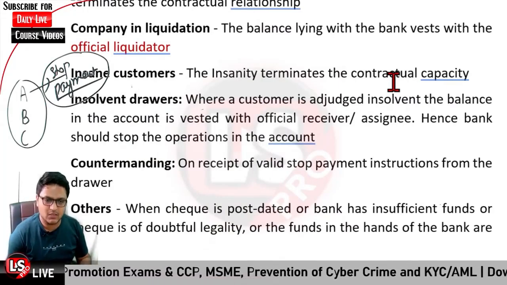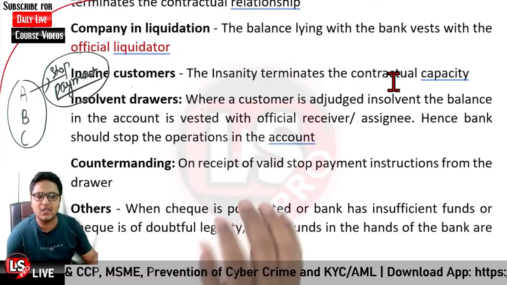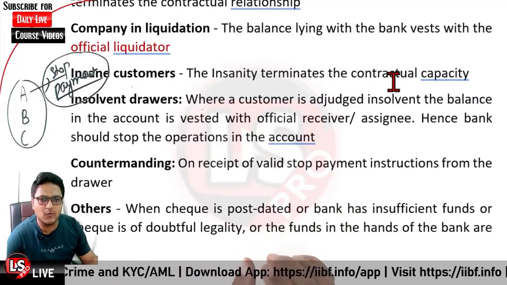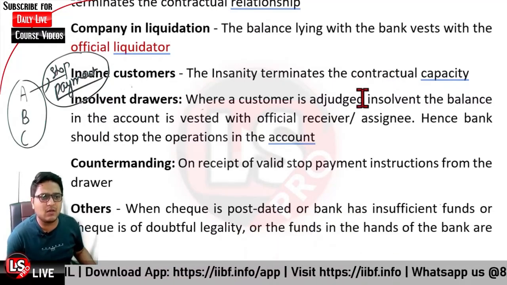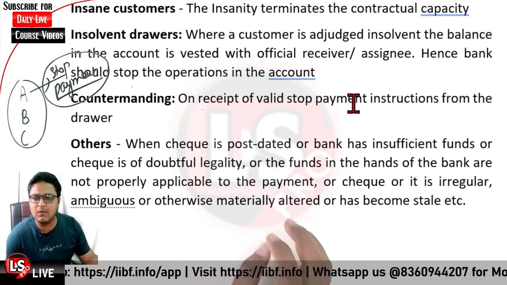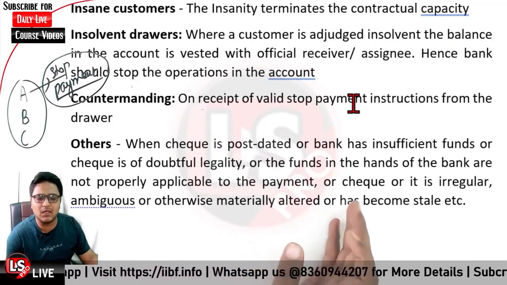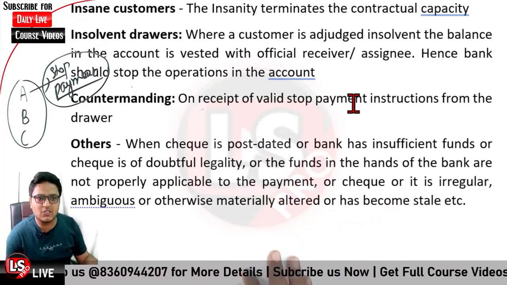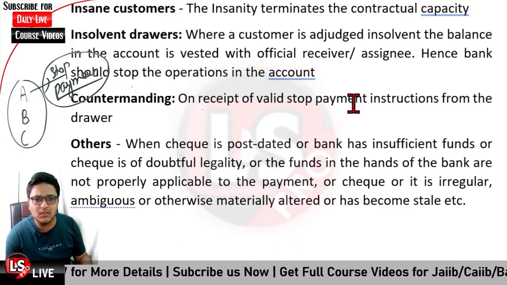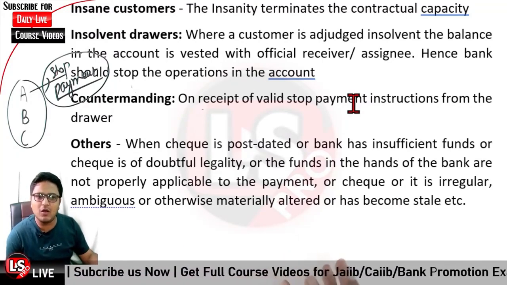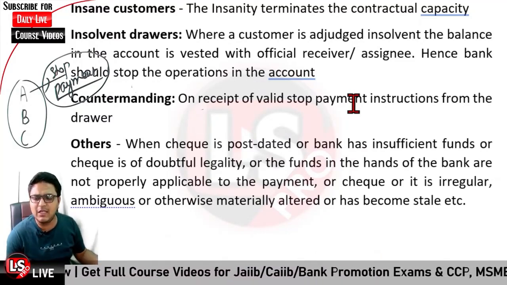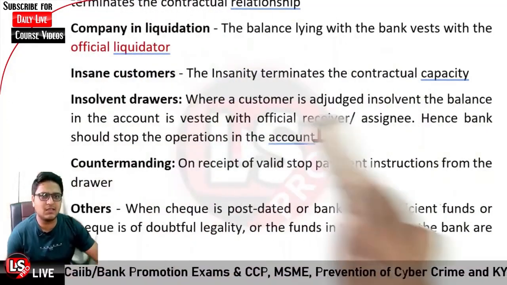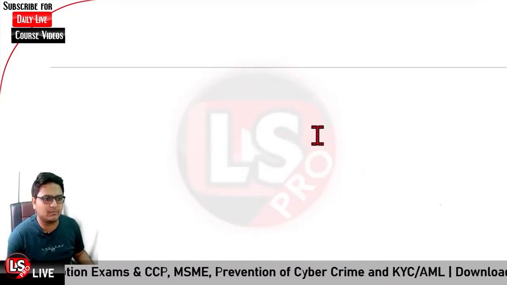And further, there are other cases where the check is not to be paid: when the check is post dated, or the balance fund is not sufficient, or the check is of doubtful legality, or the funds in the bank are not properly applicable for the payment. It may be the case that a garnishee order or attachment order is received in the account, or the check is not regular or is ambiguous, or the check is altered, or it is a stale check. In all these cases, the instrument is not to be paid.